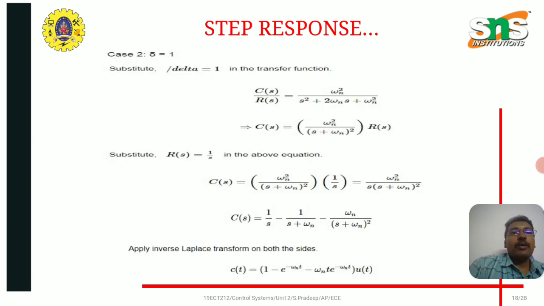Case 2, delta equal to 1. By substituting delta equal to 1, we get C(s) equal to omega square n divided by s plus omega n the whole square into R(s). Substitute R(s) equal to 1 by s, we get C(s) equal to 1 by s minus 1 by s plus omega n minus omega n divided by s plus omega n the whole square. Applying inverse Laplace transform on both sides to the above equation, we get c(t) equal to 1 minus e power minus omega n t minus omega n t e power minus omega n t into u(t).